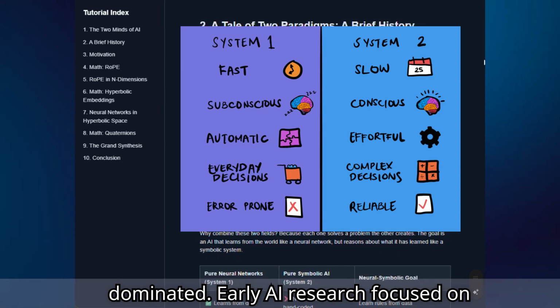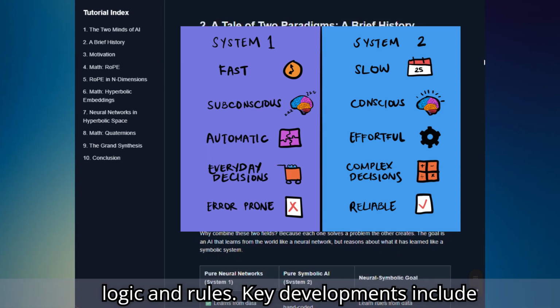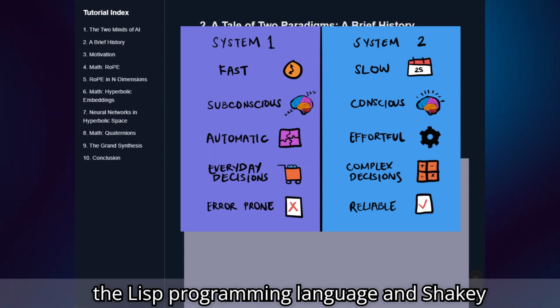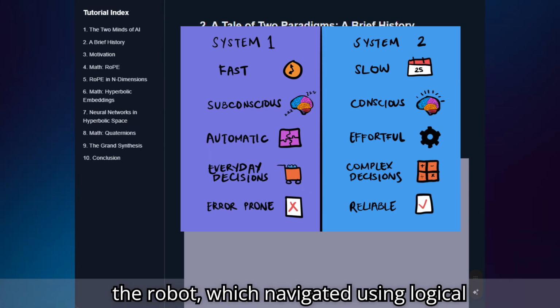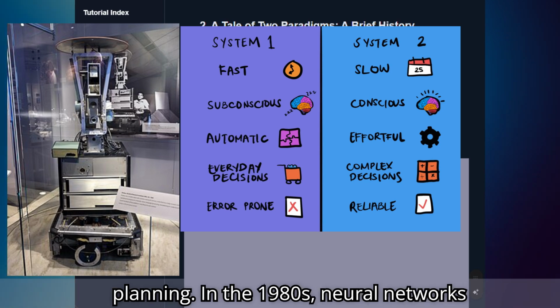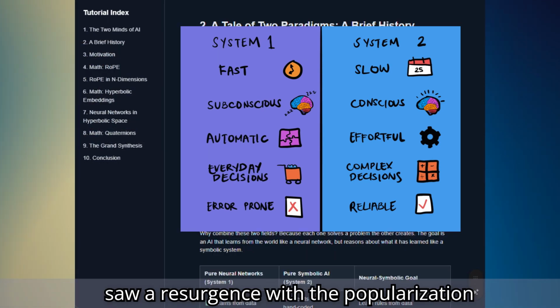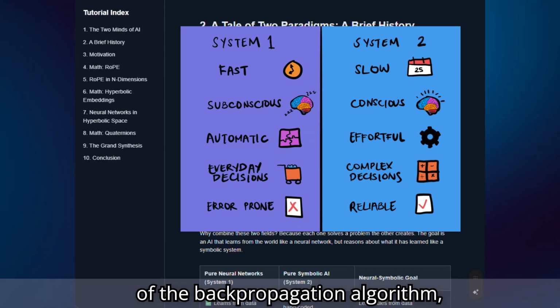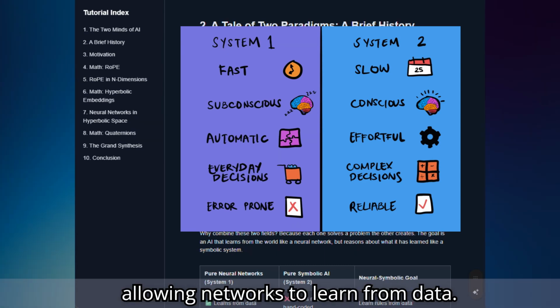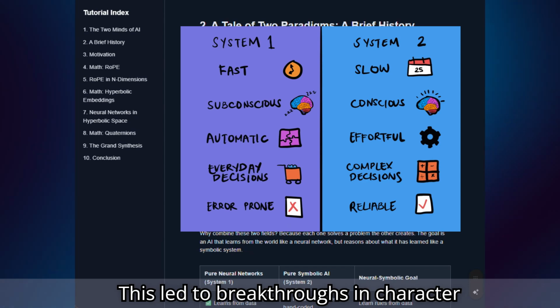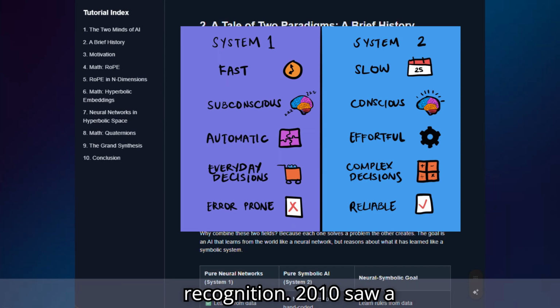In the 1960s, symbolic AI dominated. Early AI research focused on logic and rules. Key developments include the Lisp programming language and Shakey the robot, which navigated using logical planning. In the 1980s, neural networks saw a resurgence with the popularization of the backpropagation algorithm, allowing networks to learn from data. This led to breakthroughs in character recognition.